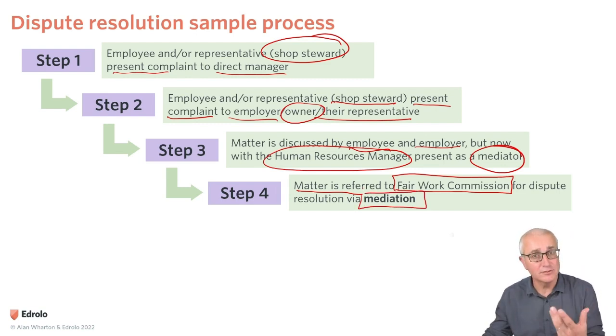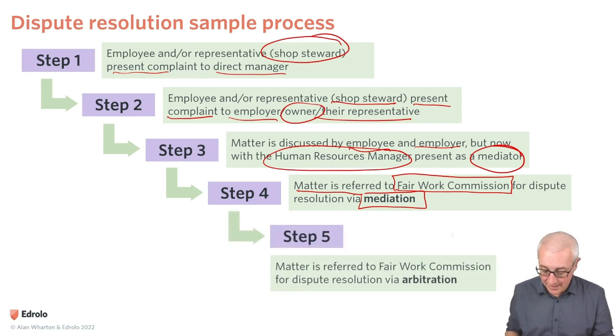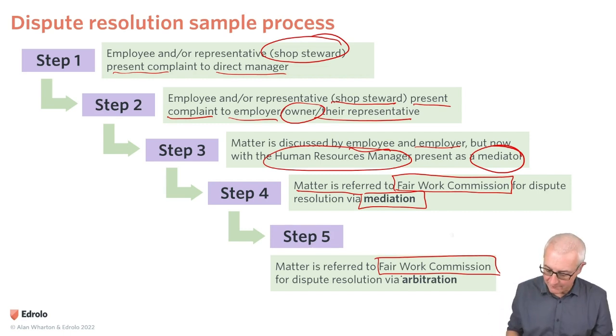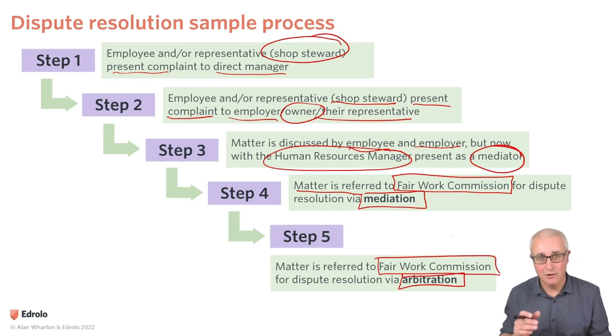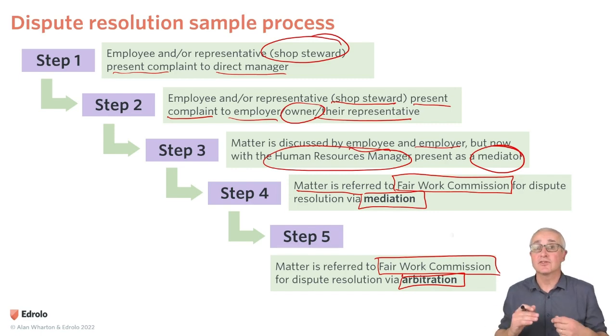Again, if we still don't get resolution, we can have a step 5. The idea being we can have our matter referred to the Fair Work Commission. We've heard of this group again. One of their roles is to resolve disputes, and we can do that via arbitration, which I'll look to in the next lesson. So by having a sample process and making a policy or procedure in the business, people know that we can resolve disputes if we can't resolve them directly with our manager at the first point of call.